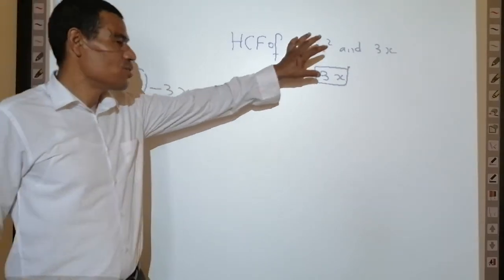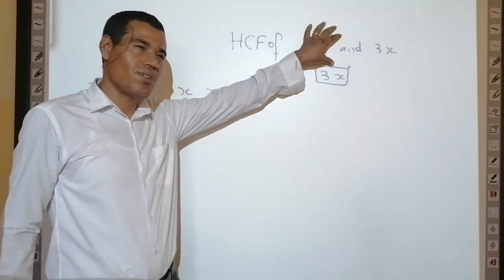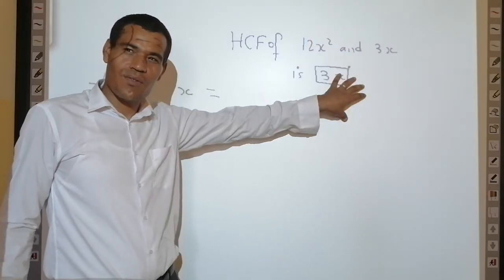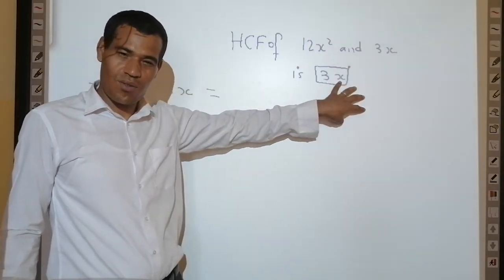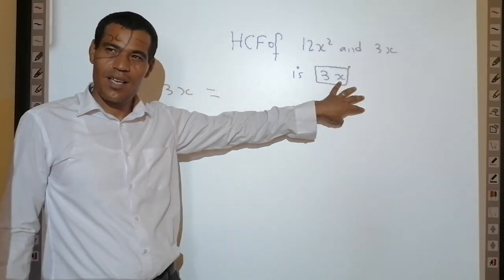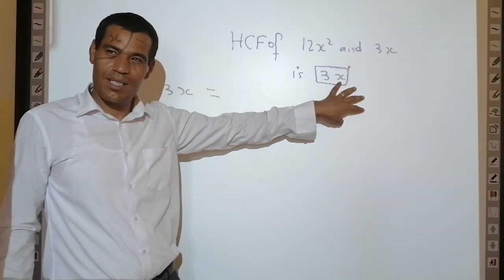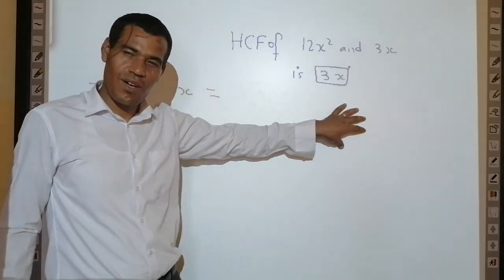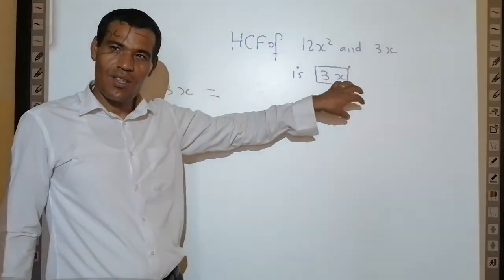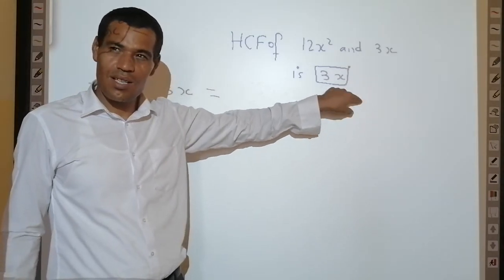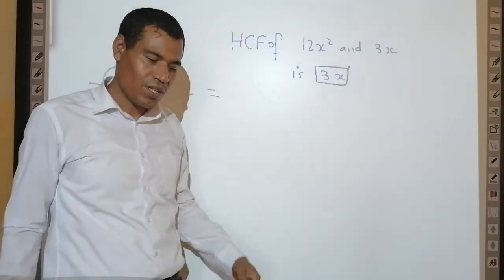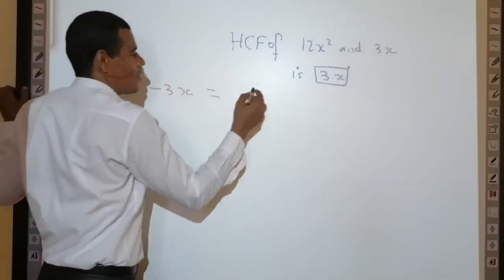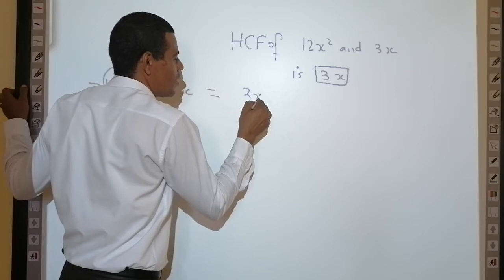In order to factorize this, you just divide the terms by the common factor. Put the common factor first outside the brackets, then open the brackets and write the remainder. The remainder means that when you divide the first term by the common factor, you will get the first remainder. The second one, when you divide the second term by the highest common factor, you will get the second remainder. My highest common factor is 3x.